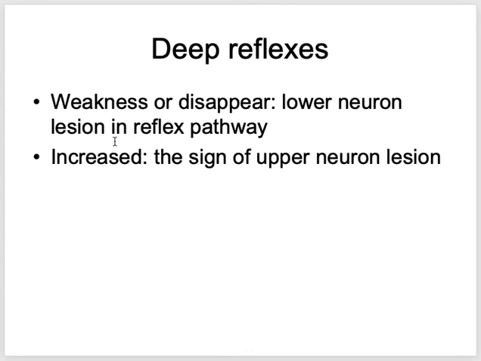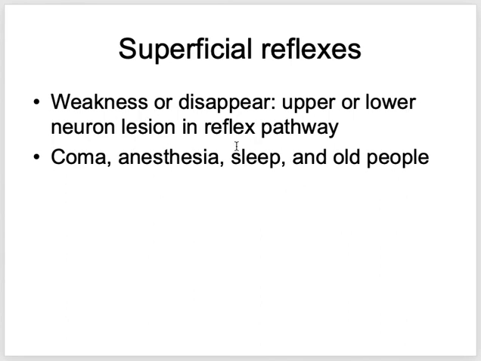Lower motor lesion and reflex pathway increase the sign of upper. I explained this before, right? What will happen in lower motor neuron, what will happen in upper motor neuron. Superficial reflexes again disappear or weaken in upper motor neuron type of lesion, reflex pathway, coma, anesthesia, sleep, or old people. Okay.